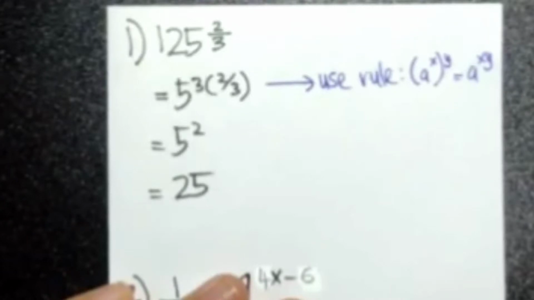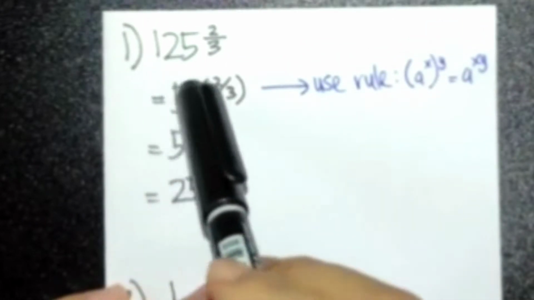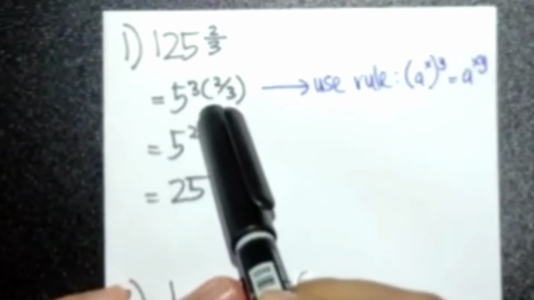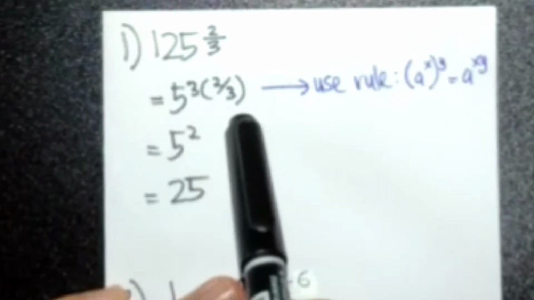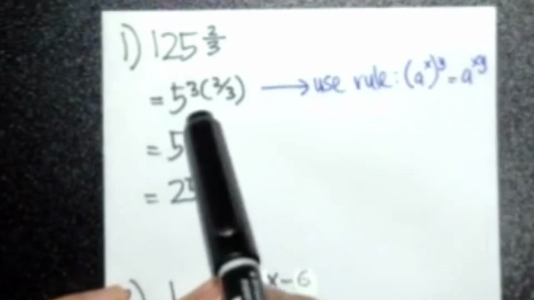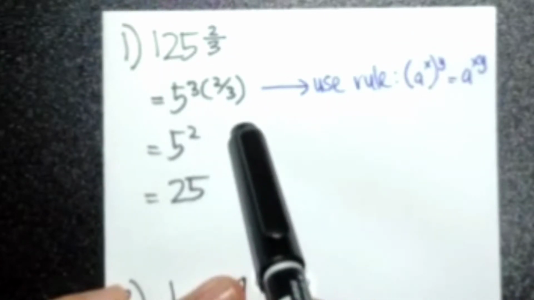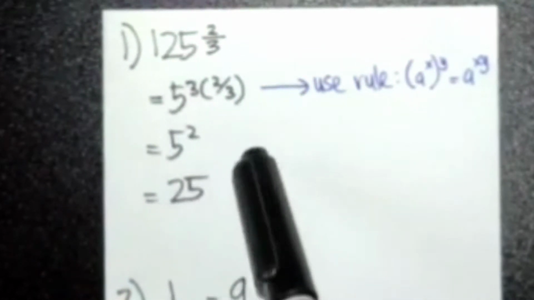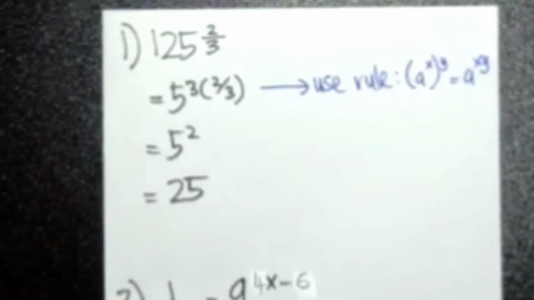Next, I'm gonna go over some basic questions relating to exponential functions. So let's start with this problem. First, 125 raised to 2 over 3. 5 raised to 3 equals 125, multiplied with 2 over 3. Then we use this rule, which means 3 multiplied by 2 over 3, we got 2. Then we got 25. 5 raised to 2 is 25.